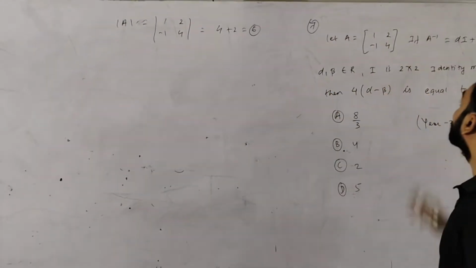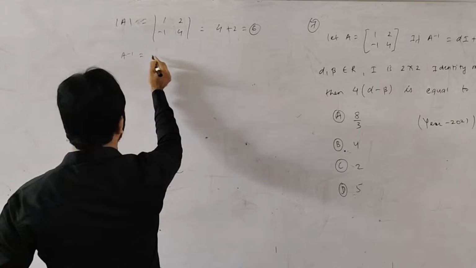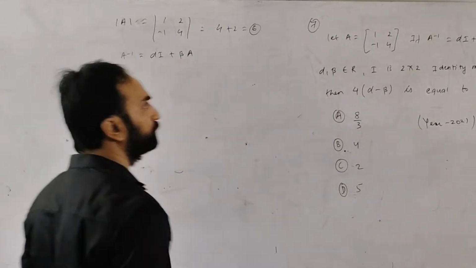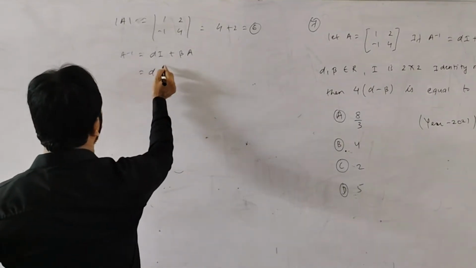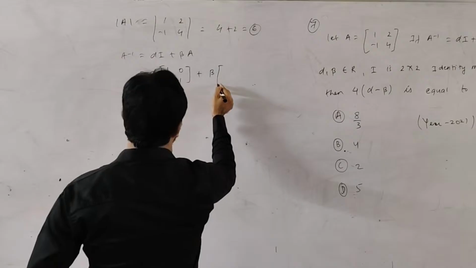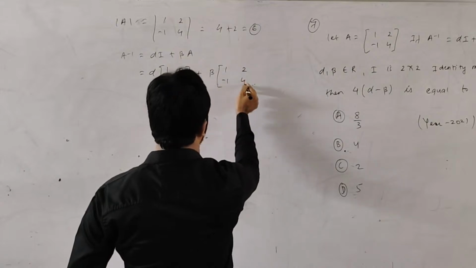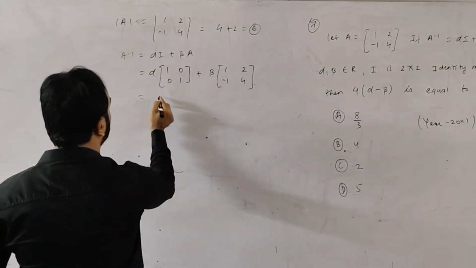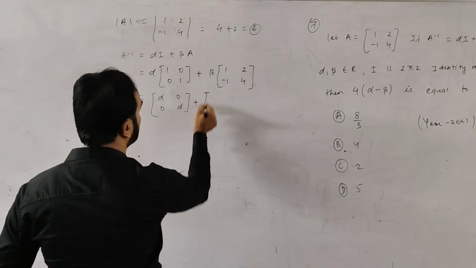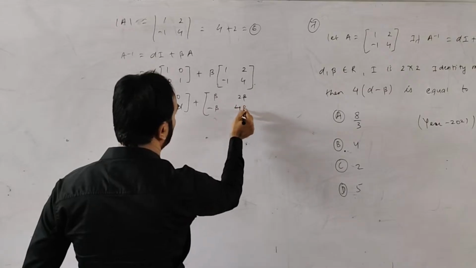And then they have given A inverse as alpha I plus beta B. So flow with the question right now. Whatever they have given, just flow. Alpha into I is this, which will become alpha 0, 0, alpha, and beta times A, where A is 1, 2, minus 1 and 4, can be written as beta, 2 beta, minus beta and 4 beta. Correct now?